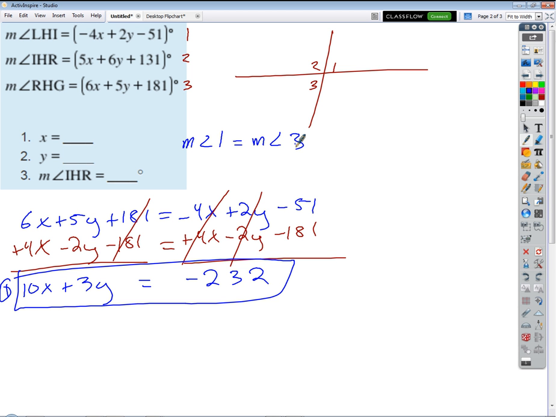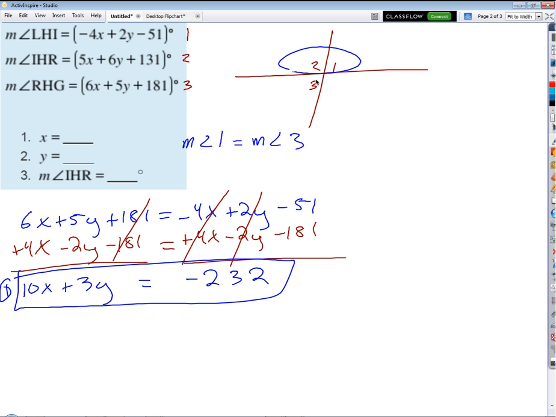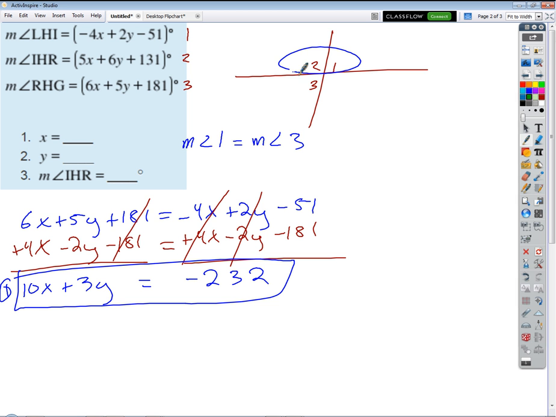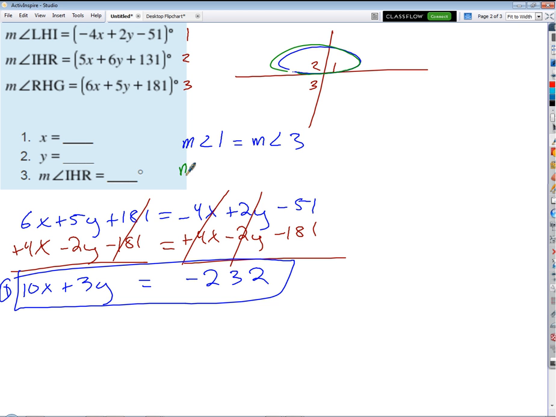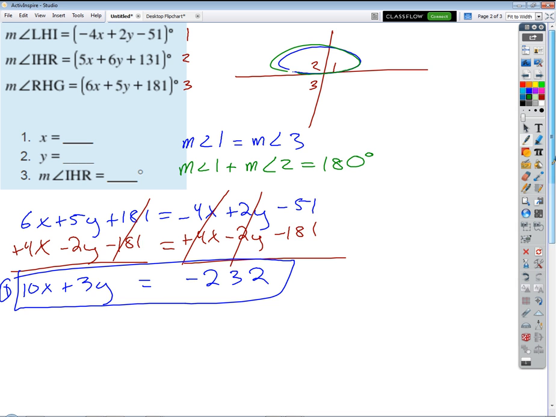What do you think? Angle 1 plus angle 2 equals 180. Sure. Angles 1 and 2, these two angles here, form a linear pair, don't they? So their measures should add up to 180. So let's do that. The measure of angle 1 plus the measure of angle 2 equals 180. Come up with that equation. So what's that look like?